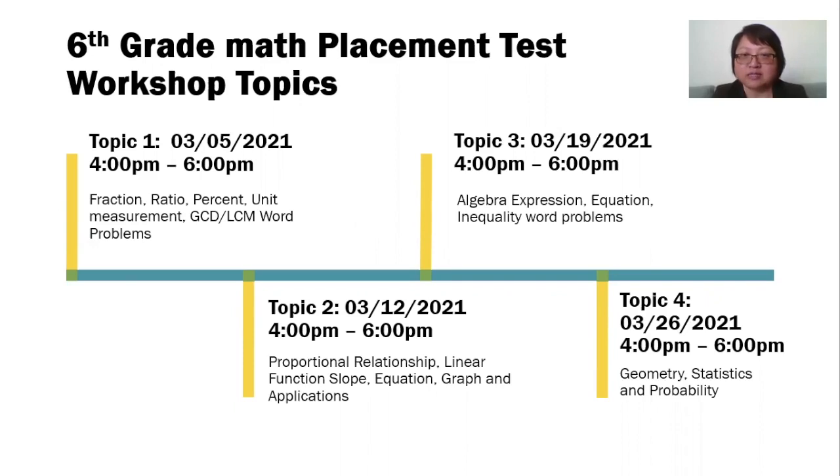Topic 3 is algebra, expression, equation, inequality word problems. The class is on March 19th from 4 o'clock to 6 o'clock p.m. Topic 4 is geometry, statistics, and probability. The class is on March 26th from 4 o'clock to 6 o'clock p.m.